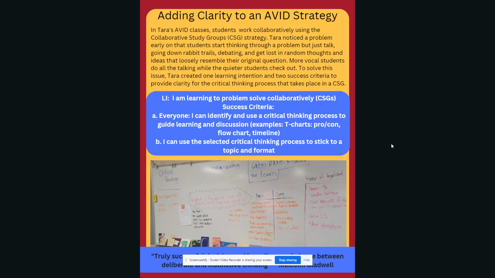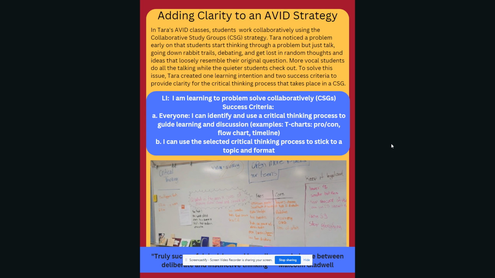So to solve this issue, Tara created a learning intention and success criteria to provide clarity for the critical thinking process that takes place during a collaborative study group. In the middle, you'll see her learning intentions and success criteria, where they're learning how to problem solve collaboratively. They can identify and use a critical thinking process to guide the learning and discussion, like T-charts or pro-cons. And then they can use that selected critical thinking process to stick to a topic and a format.